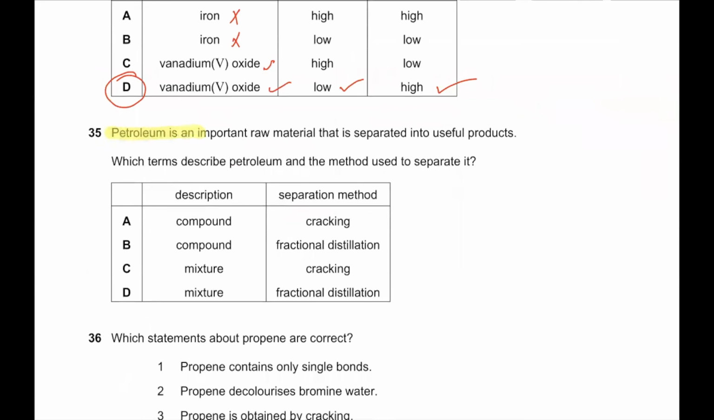Question number 35. Petroleum is an important raw material that is separated into useful products. Which terms describe petroleum and the methods used to separate it? Petroleum is not a single compound. It is a mixture of many different types of hydrocarbons. So compound, wrong. Mixture, yes. Because different compounds make up petroleum, they have different boiling points. The different boiling points can be utilized by fractional distillation. So 35D is the correct answer.